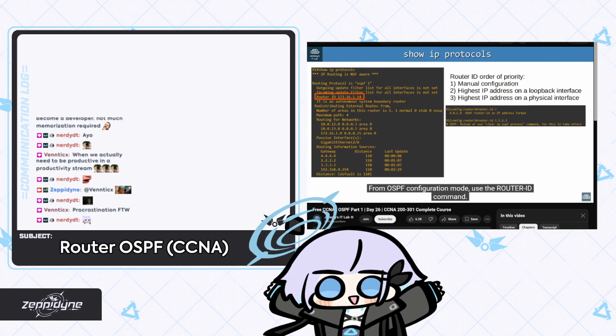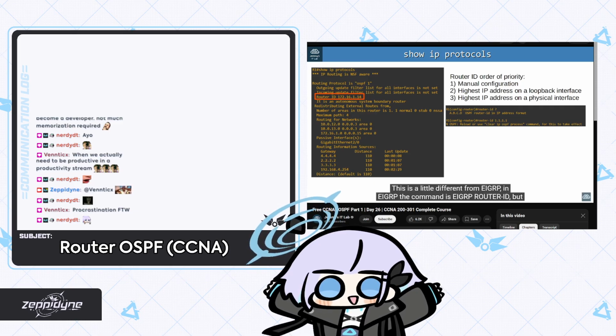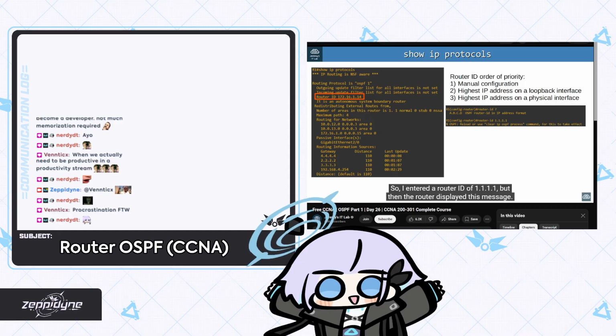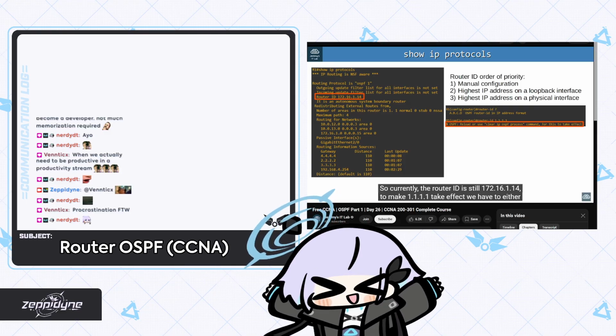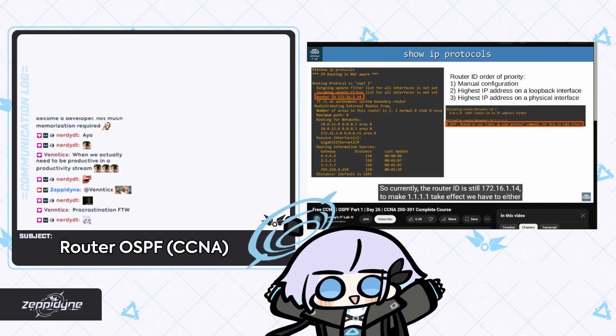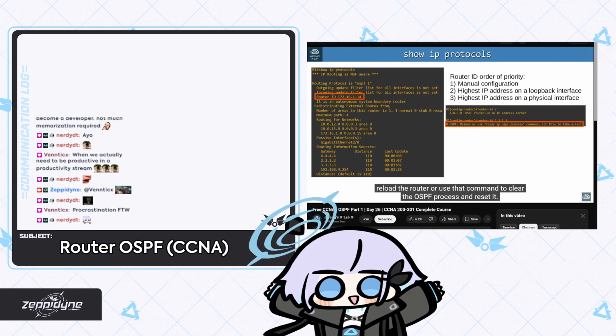From OSPF configuration mode, use the router-id command. This is a little different from EIGRP. In EIGRP, the command is eigrp router-id, but in OSPF, it's just router-id. So I entered a router ID of 1.1.1.1, but then the router displayed this message: Reload or use clear ip ospf process command for this to take effect. So currently, the router ID is still 172.16.1.14. To make 1.1.1.1 take effect, we have to either reload the router or use that command to clear the OSPF process and reset it.